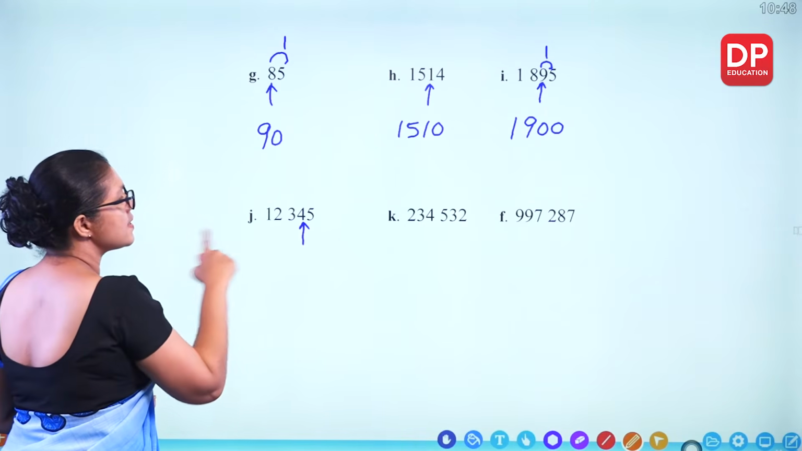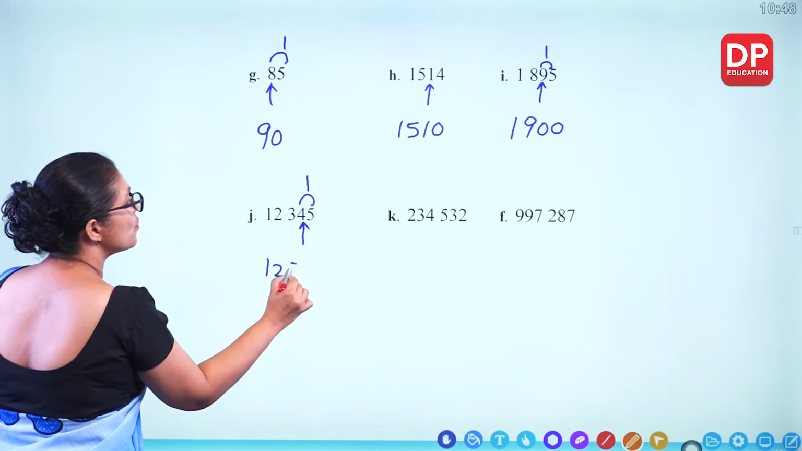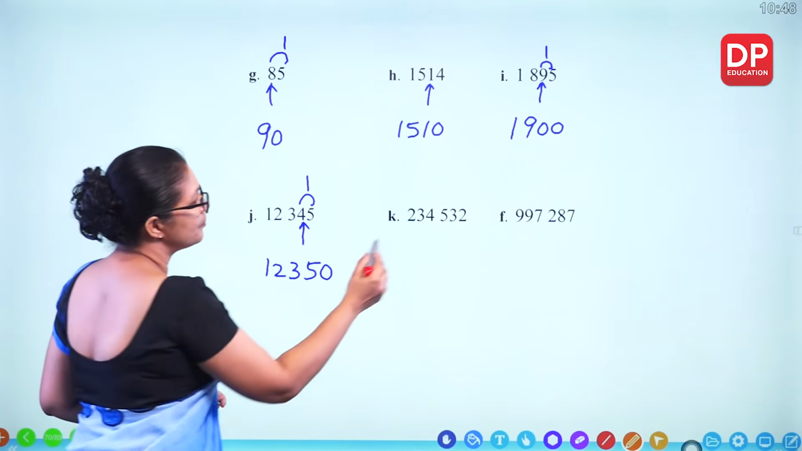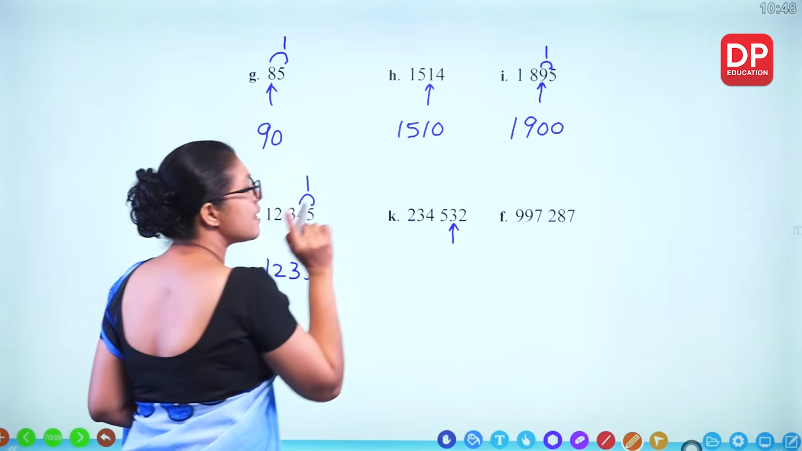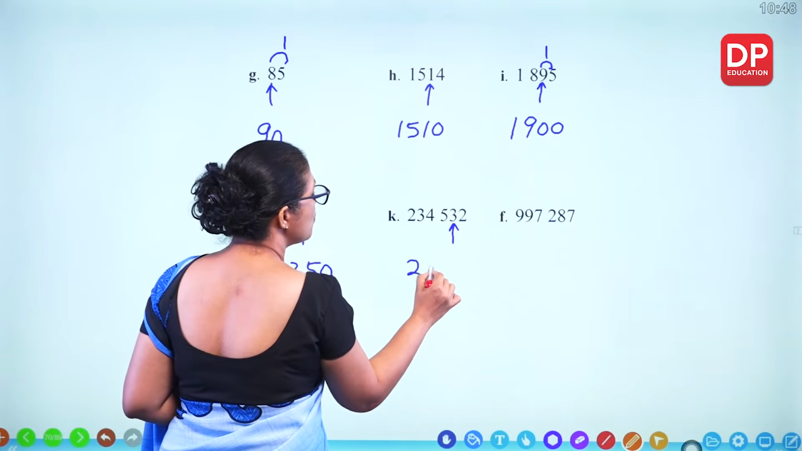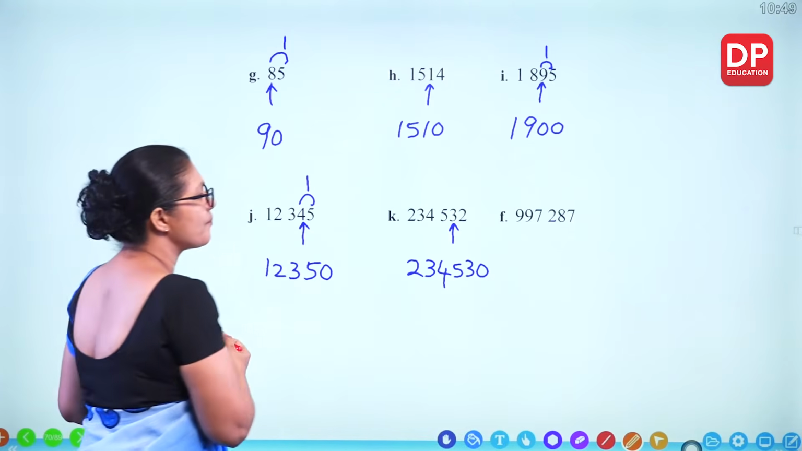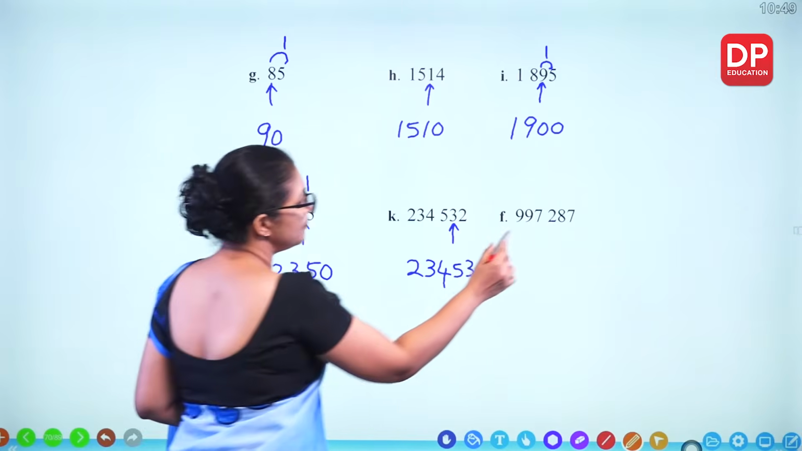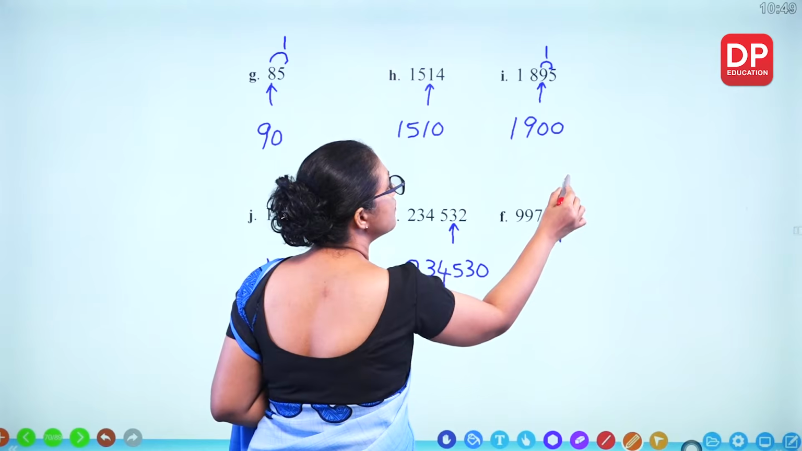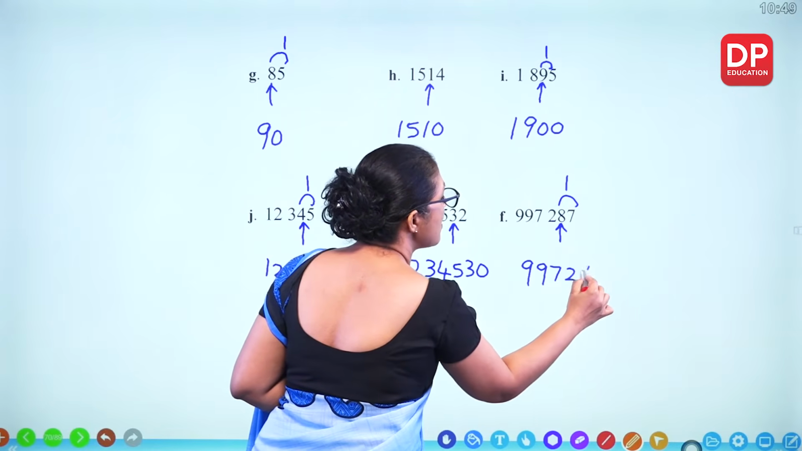This is the tens place. 5 or more, you have to add 1. So 12350. Here this is 3. Next number, right hand side number, is less than 5. So you don't add it. 23450. This is 8. Next number is more than 5. Add 1. 9972. This becomes 90.